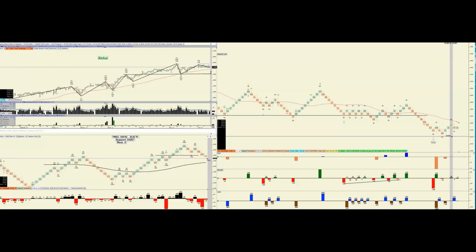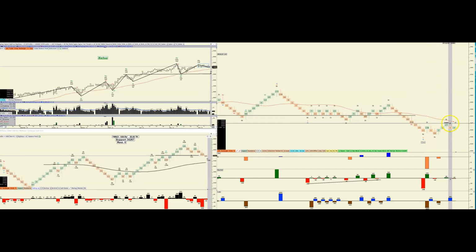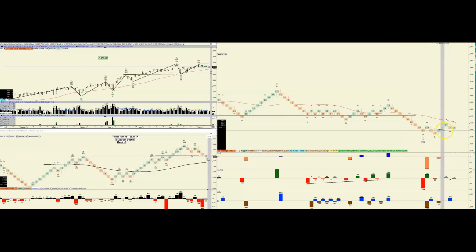So this thing can, you know, it can go lower. And this is the first test of that breakdown area right here at 204. And you have that one red brick. So this is why you just gotta chill out and wait.